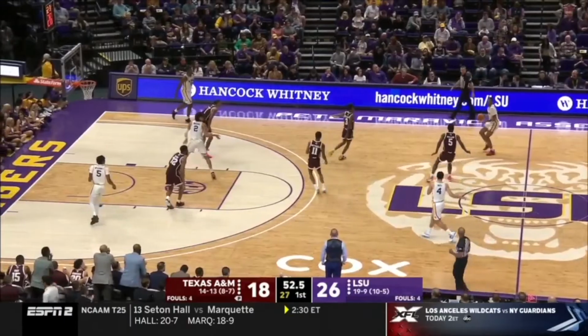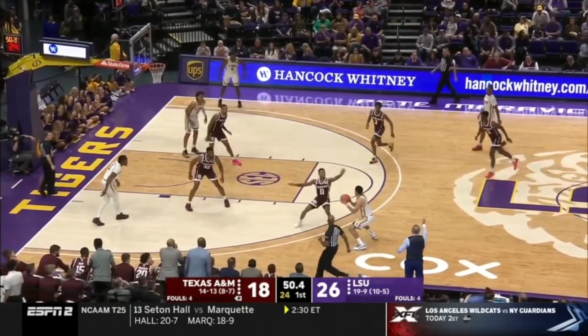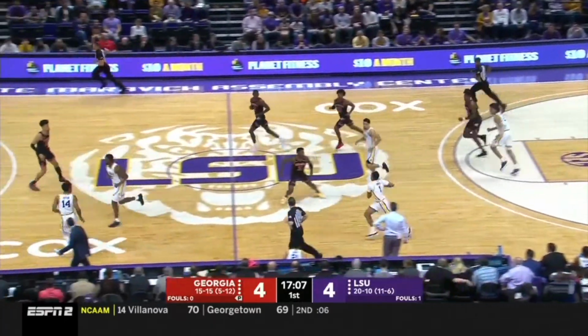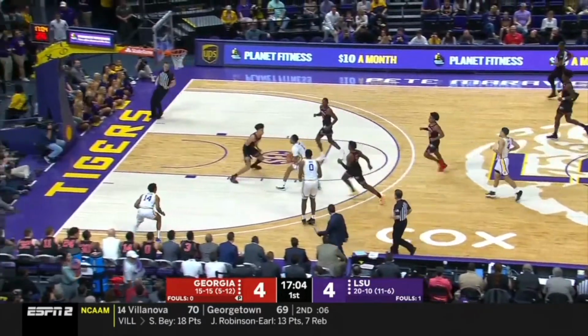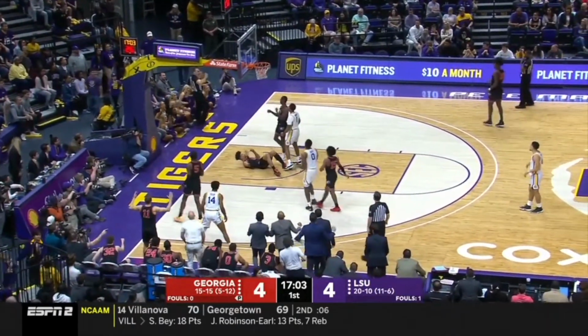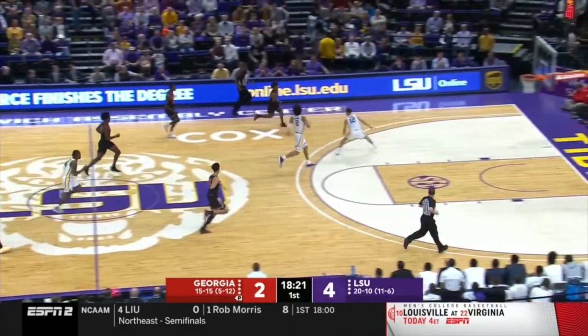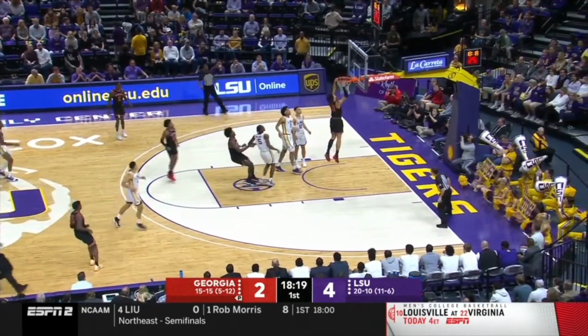LSU's offensive efficiency was 112.8, meaning they averaged 112.8 points per 100 possessions. That was good for fifth in the country. Their defensive efficiency number, though, wasn't fantastic. At 102.7 points allowed per 100 possessions, the Tigers finished 269th in the country.